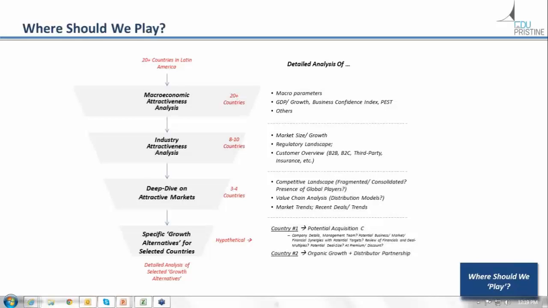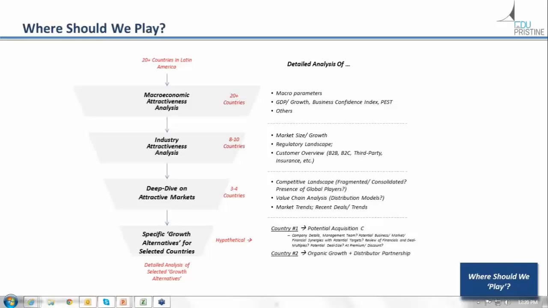So this is what we suggested. We said, there are 20 plus countries. Let's look at very high level macroeconomic indicators and do some analysis, indicators like GDP growth, business confidence index, PEST analysis, and so on and so forth, and essentially shortlist 8 to 10 countries without even looking at the medical devices market in those countries. This is still very high level. You're looking at the general demographic, macroeconomic environment of the country, and you're able to pretty quickly eliminate at least half of those countries for further analysis.